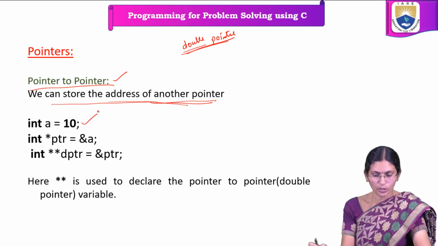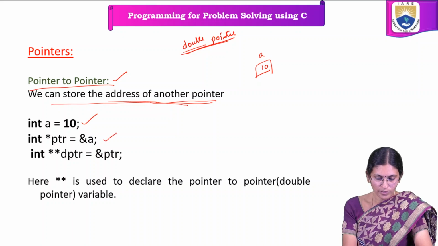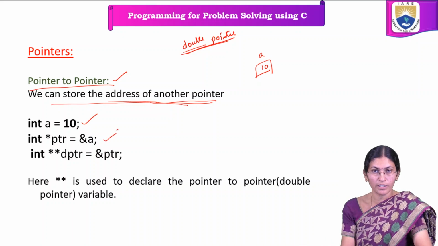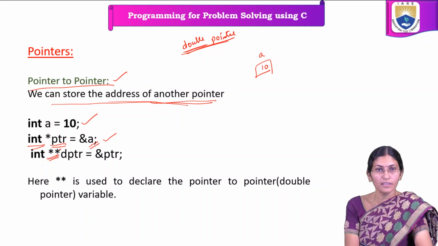For example, consider the statements which are used for a double pointer here. int a is equal to 10. So we have a variable a, its value is 10, and int star ptr is equal to ampersand of a. This is the declaration and initialization of the pointer. So ptr is now pointing to a. a is an integer value, so its data type will also be integer. Now double star indicates that it is a double pointer. The name of the double pointer is dptr, and this is equal to ampersand of ptr.